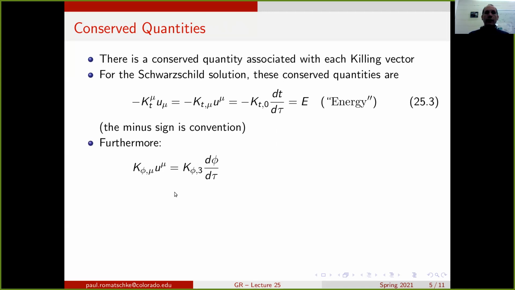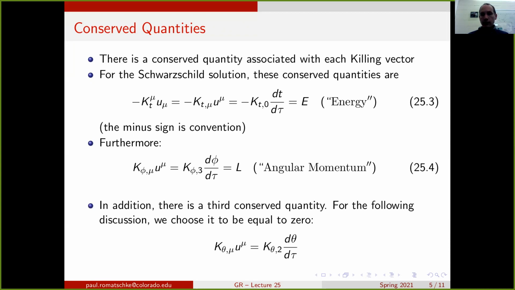So furthermore, we have the second or third, depending on the counting, Killing vector. The one associated with phi here. The conserved quantity, again, is given by the contraction of the Killing vector with the four-velocity. So again, in this case, the Kronecker delta says that there's only one component of this Killing vector that is non-zero. That's the one where we have the third entry here, or the phi entry in the coordinates. And we will call this conserved quantity L, standing for angular momentum.